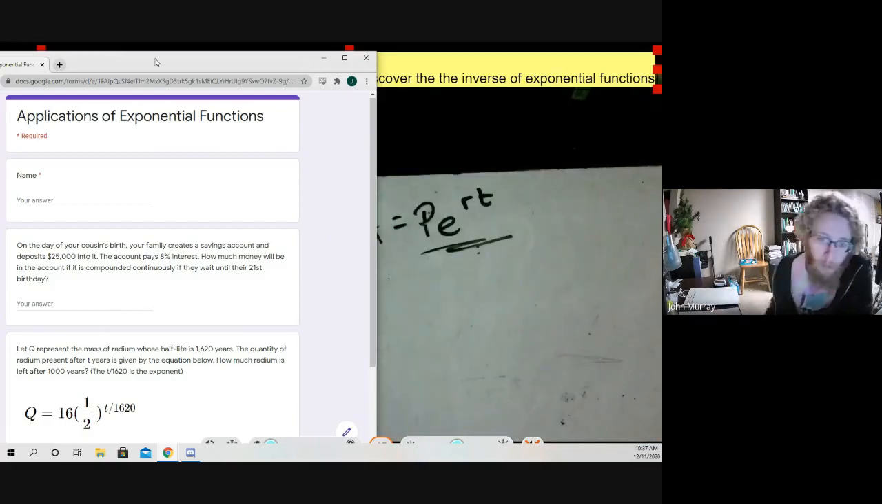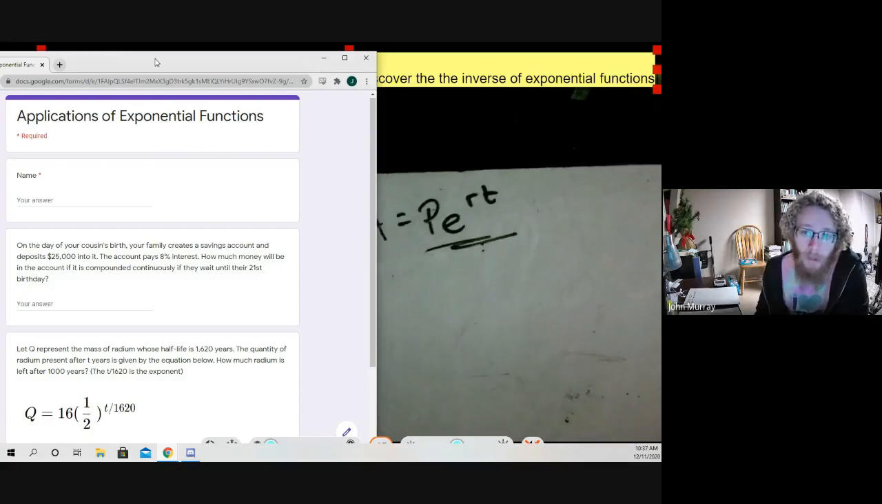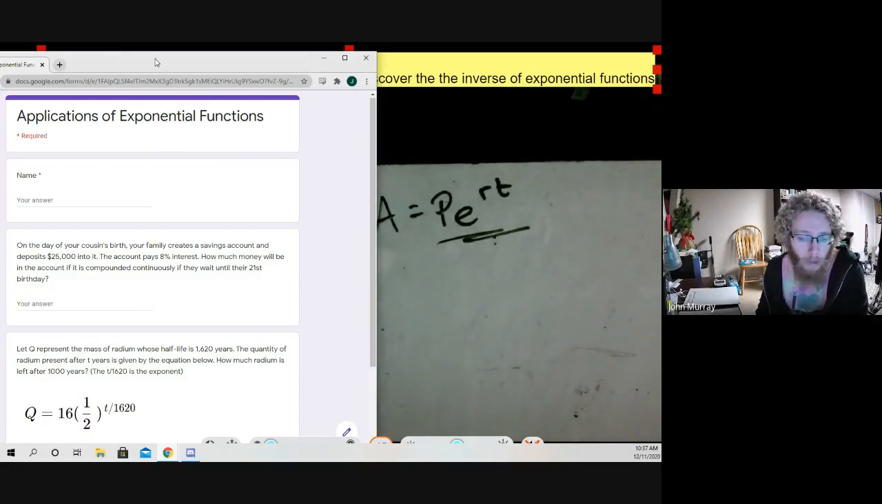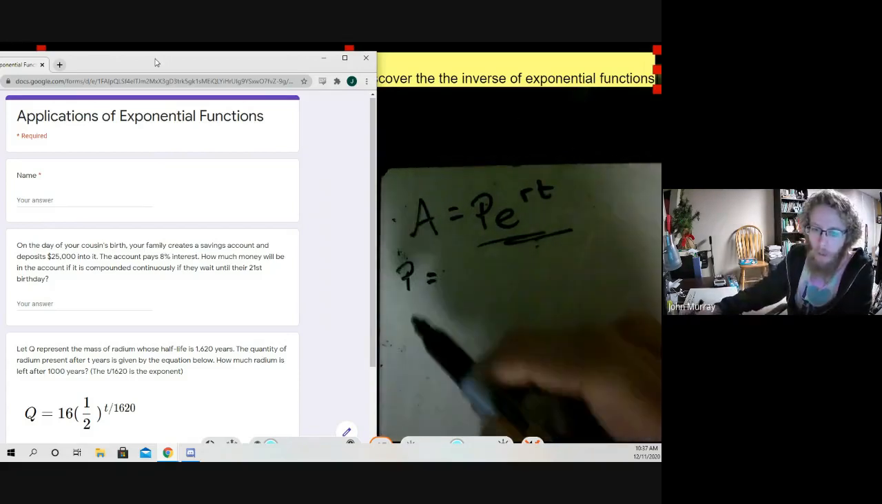Okay, so that tells us this equation. If they wait until their 21st birthday, right? So that money's sitting there until you're old enough to use it, maybe for a house or something. All right. So we want to find out how much is in there.